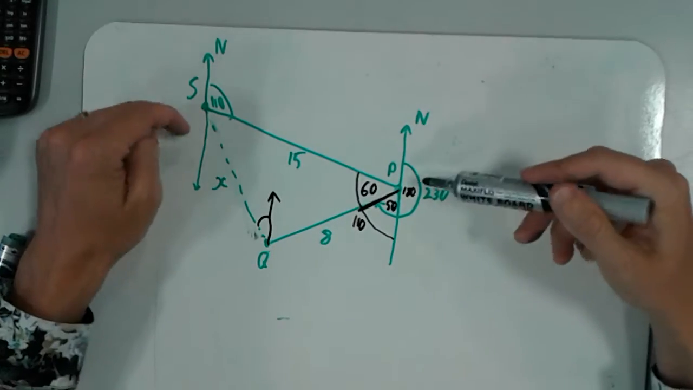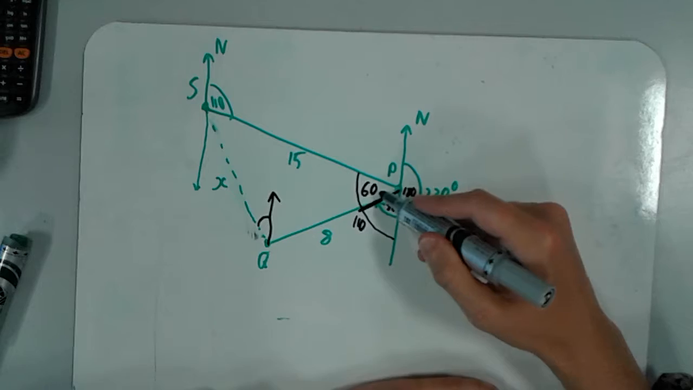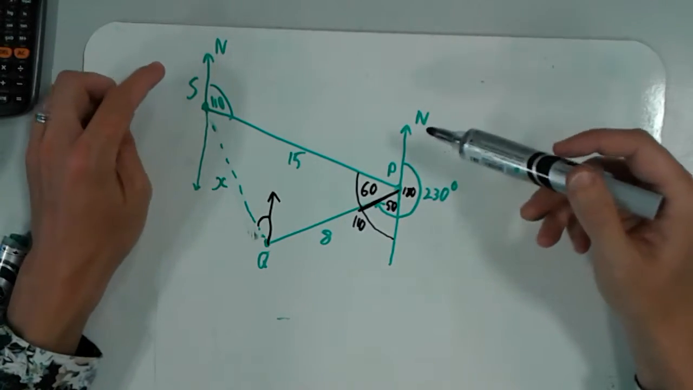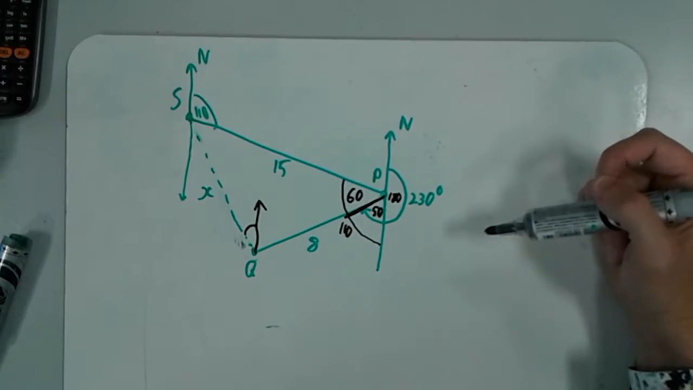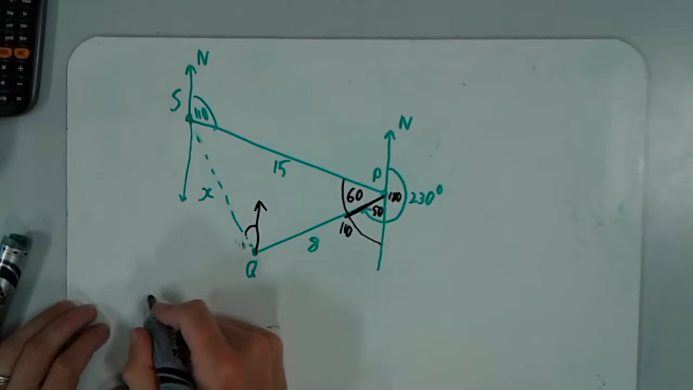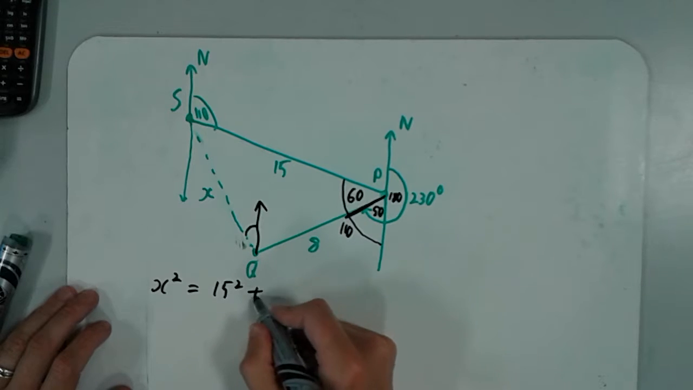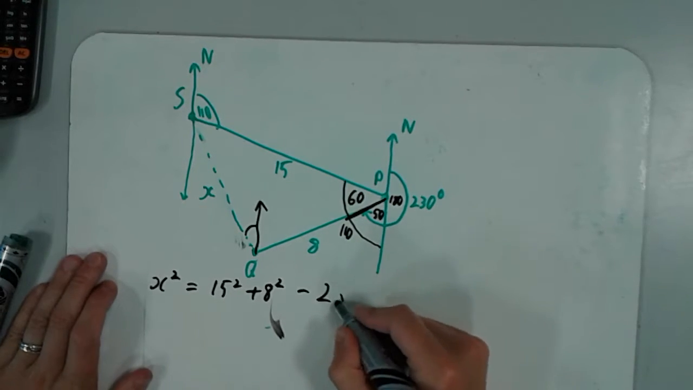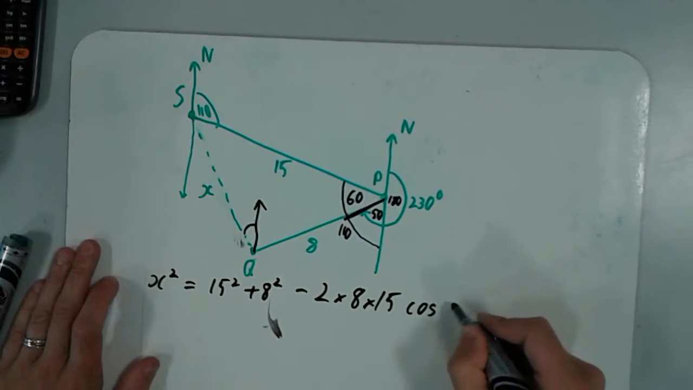So you can see how putting in the south lines made the parallel lines much more obvious and helped us calculate that angle. You only really usually put north lines into bearings questions. I would strongly recommend also using south lines. Okay, so now let's set about this. We can see it's the cosine rule, so we're going to have x squared is equal to 15 squared plus 8 squared minus 2 times 8 times 15 cos 60.